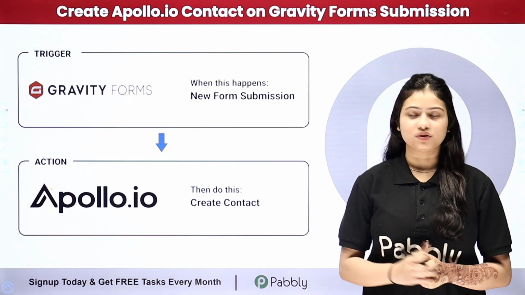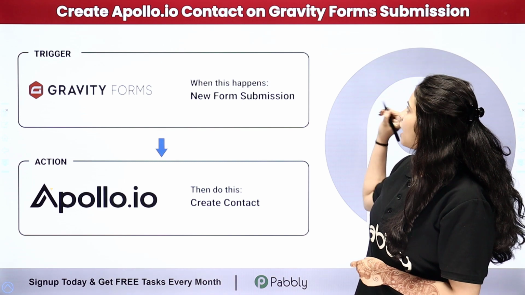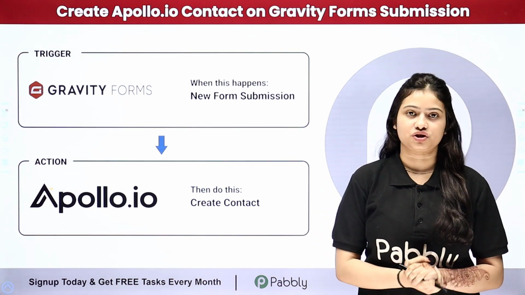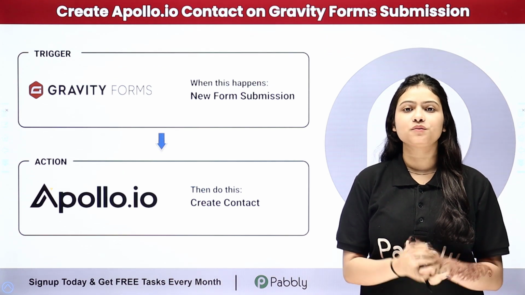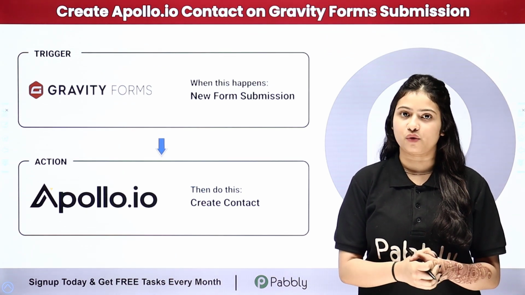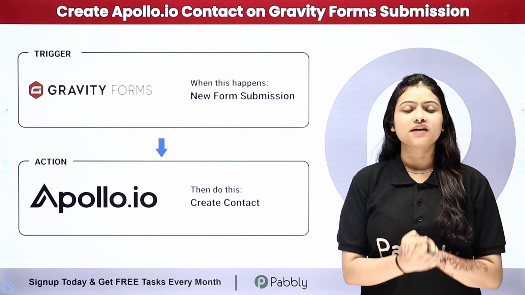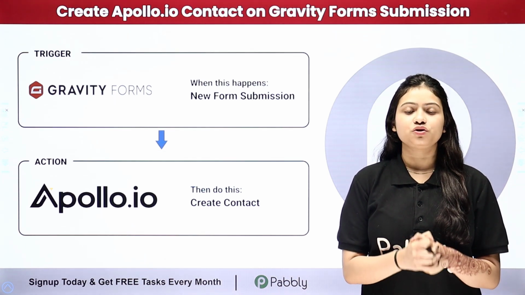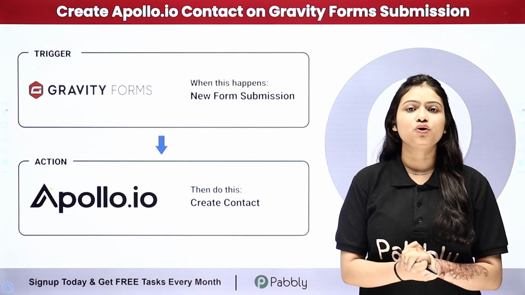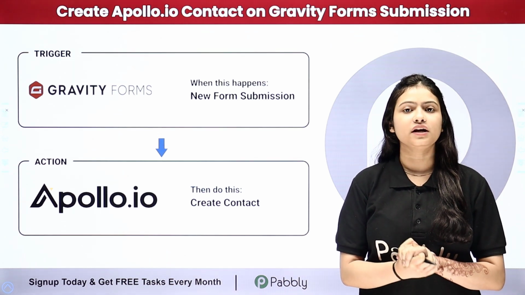In this video, we are going to learn how to create an Apollo.io contact on Gravity Forms submission. As an owner of an event management company, I am using Gravity Forms on my website to collect leads and their inquiries. I want that as soon as I receive a new lead through a Gravity Forms submission, that lead is automatically added as a contact in my Apollo.io CRM to manage and nurture them further.